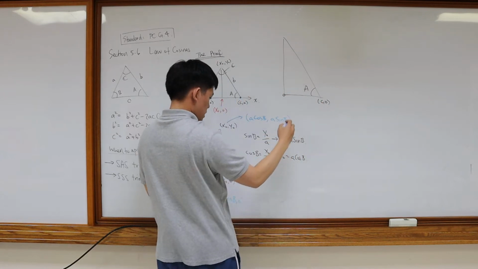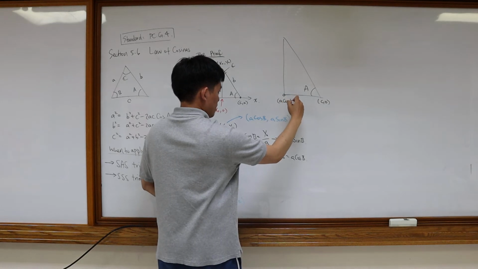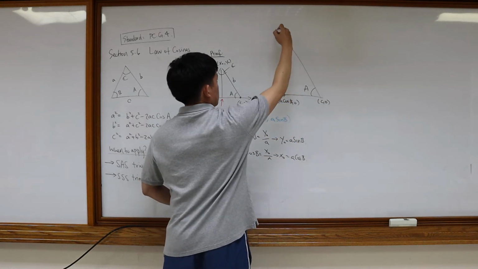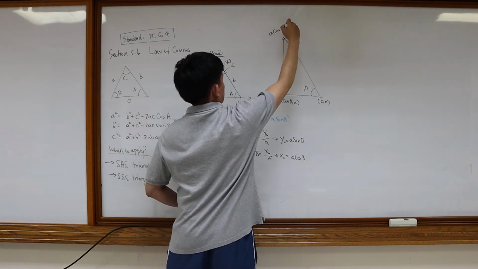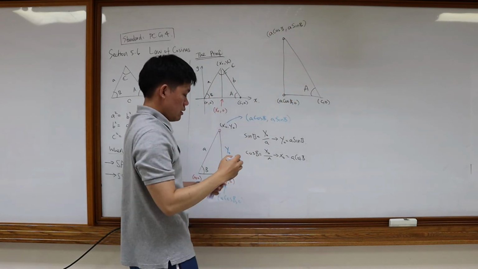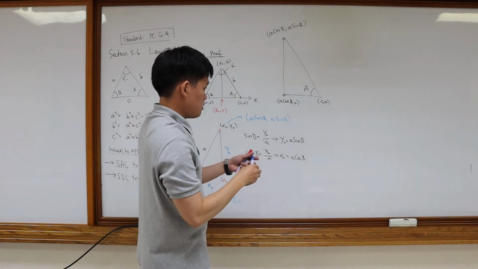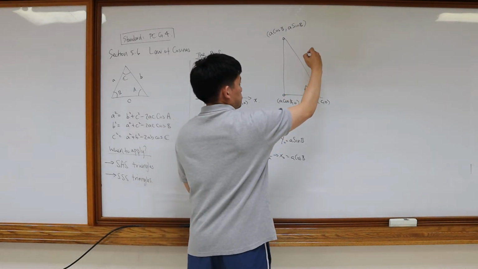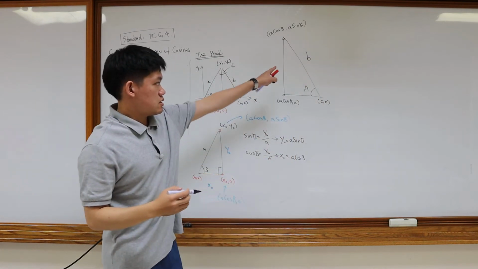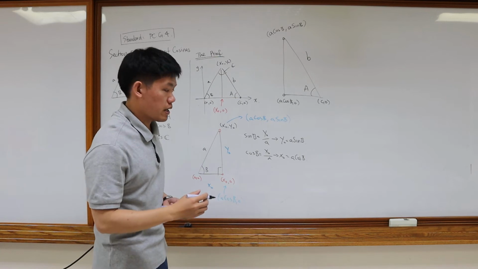At this point here, we have, just copy what we have here, a comma cosine of b, comma 0. And then we have a cosine of b, a sine of b. Okay? So let's call these sides, oh, we should label this one. This one's b.